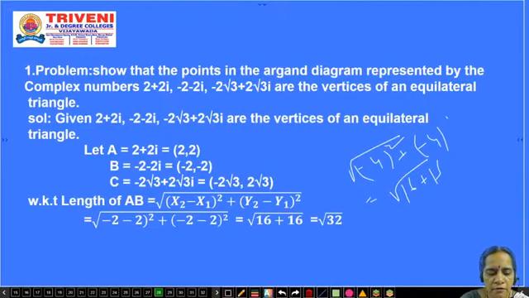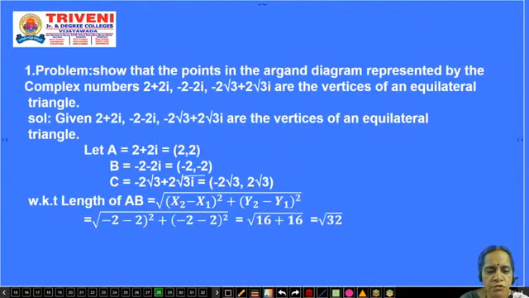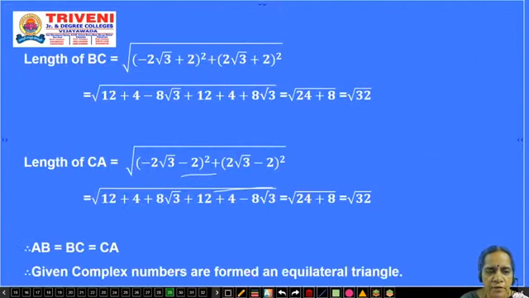Then again you have to find the value of BC. BC means the point B is minus 2 comma minus 2 and the point C is minus 2 root 3 comma 2 root 3, that is the square root of (x2 minus x1) whole square plus (y2 minus y1) whole square. Here x2 is minus 2 root 3 and x1 is minus 2, y2 is 2 root 3 and y1 is minus 2, whole square. This is in the form of the (a plus b) whole square, (a minus b) whole square formula, where a is equal to 2 root 3.